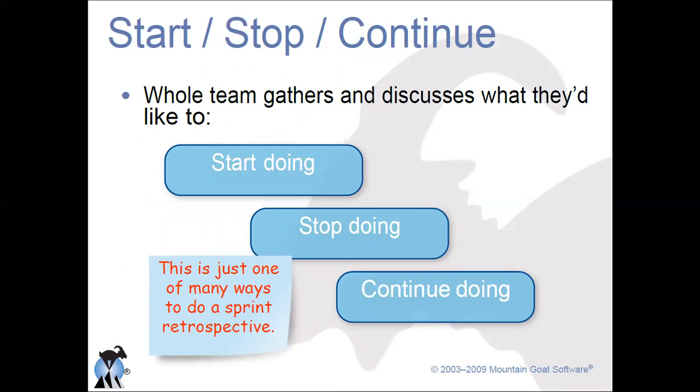There are many ways to do the sprint retrospective. The whole team gathers and discusses what they would like to start doing, stop doing, and continue doing. It means if something is working, then we will continue doing it. If we find something which would be good to start with, then we will start doing that. If something is not valuable and is not giving us results, then we can stop doing it. So this is just one way of many ways to do a sprint retrospective.